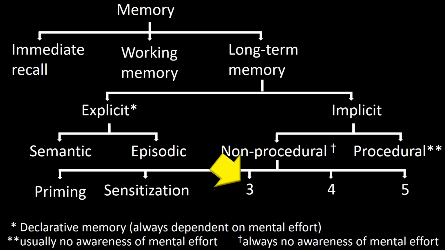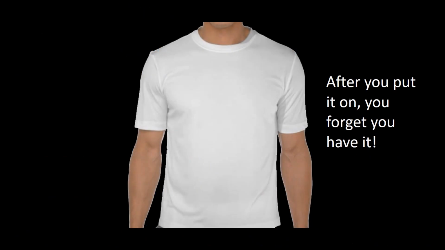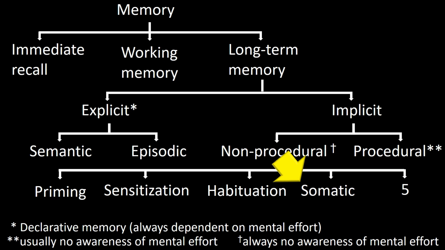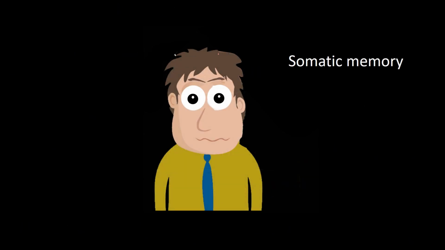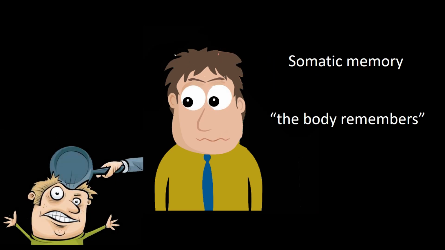The third type of implicit non-procedural memory is habituation. The best example is that you do not feel your clothes while you are wearing them. The fourth type of implicit non-procedural memory is referred to as somatic. An example of somatic memory is the man who gets hit in the head and becomes dizzy, and next time he sees someone getting hit in the head, he becomes dizzy.